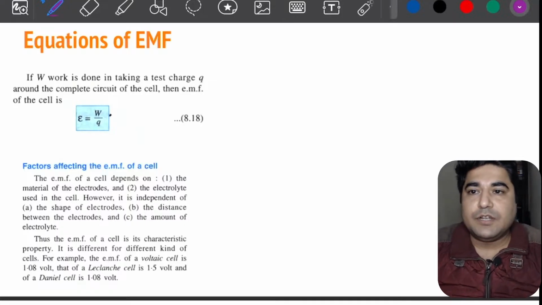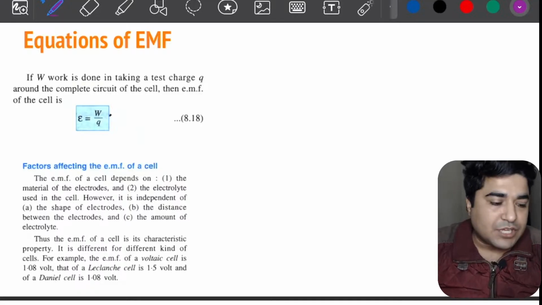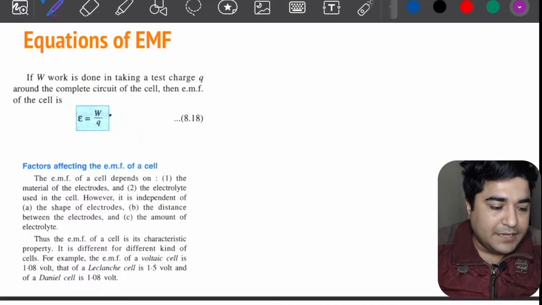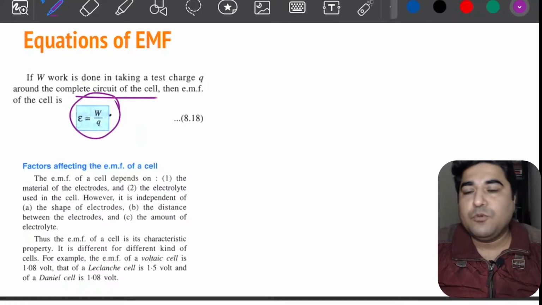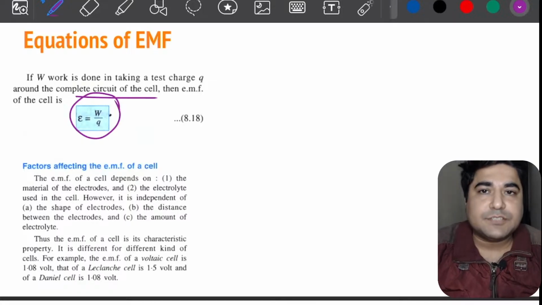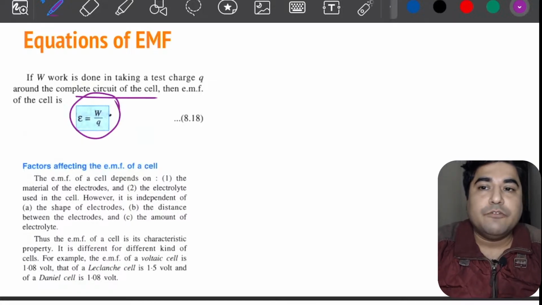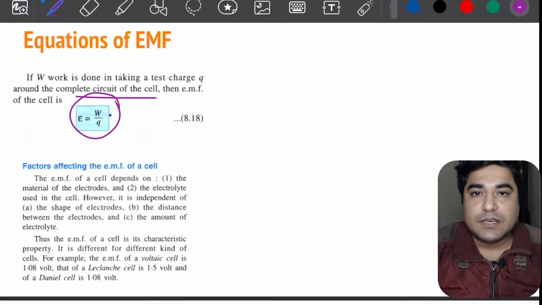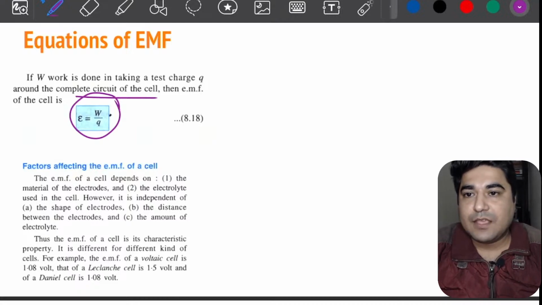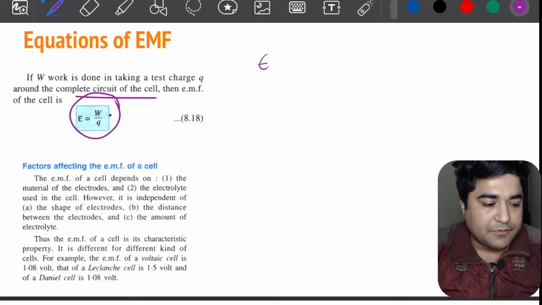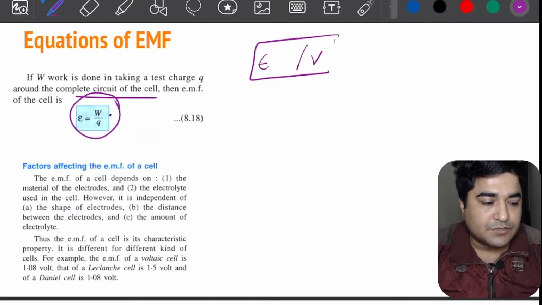When work W is done in taking a charge Q around the complete circuit of the cell, then EMF is going to be W over Q. The same formula we learned when we were calculating the simple potential difference, which would now be known as the terminal voltage. So there are two things now: EMF and terminal voltage.